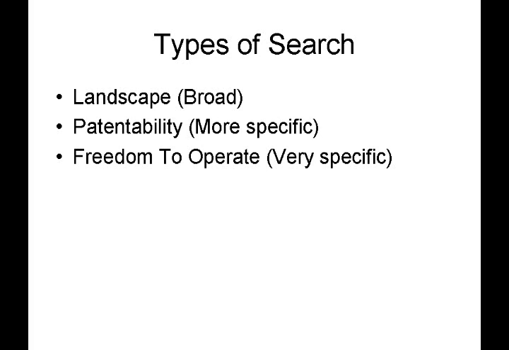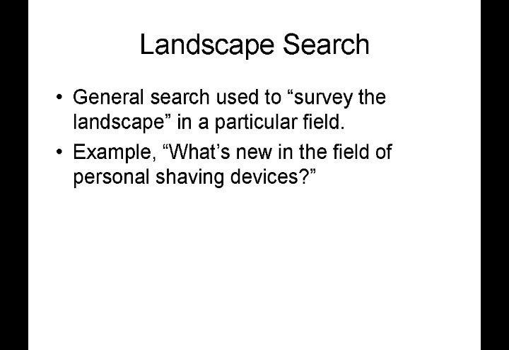So there are three types of search. We'll be focusing on the middle one, but I want to briefly introduce each type here. So first we'll start with the landscape. The landscape search is a general search to see what is out there in a particular field. This is the most generic type of search, and it is used when it is desired to see the current state of development in a particular field. We won't spend too much more time talking about this type of search, but I wanted to introduce you to the term.